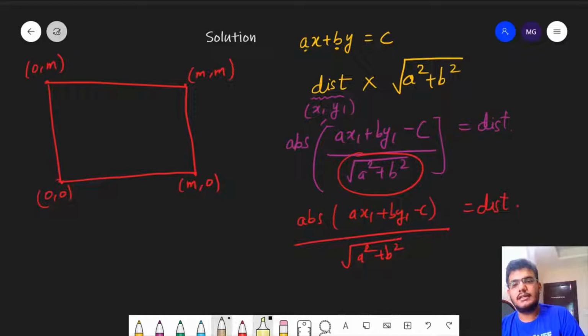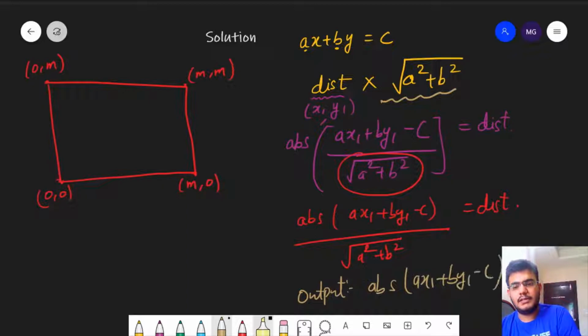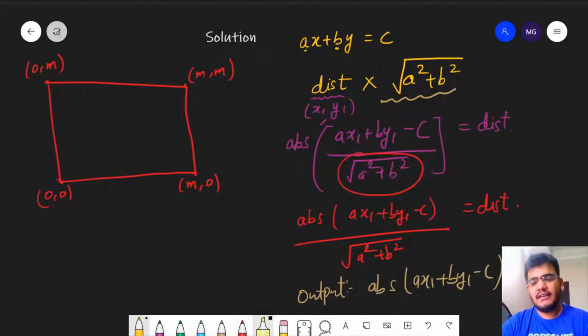Now the grader is giving distance multiplied by the square root of a square plus b square. The output for the first type of query will be the id followed by the distance, which will be nothing but the absolute value of ax1 plus by1 minus c. When we ask the query of the first type, the grader will return nothing but the minimum possible value for this particular term, the absolute value of ax1 plus by1 minus c, where x1, y1 represents the coordinates of all the possible jumps which have not been killed yet, and also we will be provided the id of that particular jump which has the minimum value for this term.